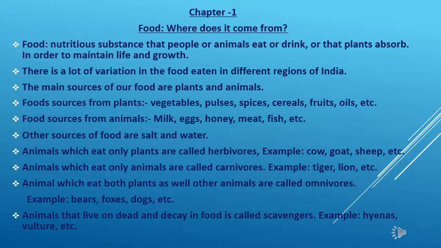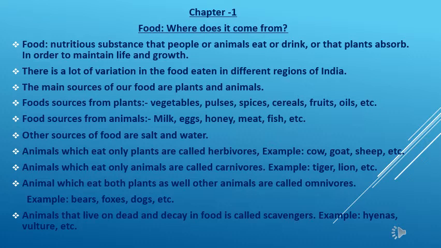Now we will divide animals into different categories on the basis of their food habit. The first one is herbivore, and we define herbivores as animals which eat only plants. For example, cow, goat and sheep. Next, carnivore: animals which eat only animals are called carnivores. For example, tiger and lion.